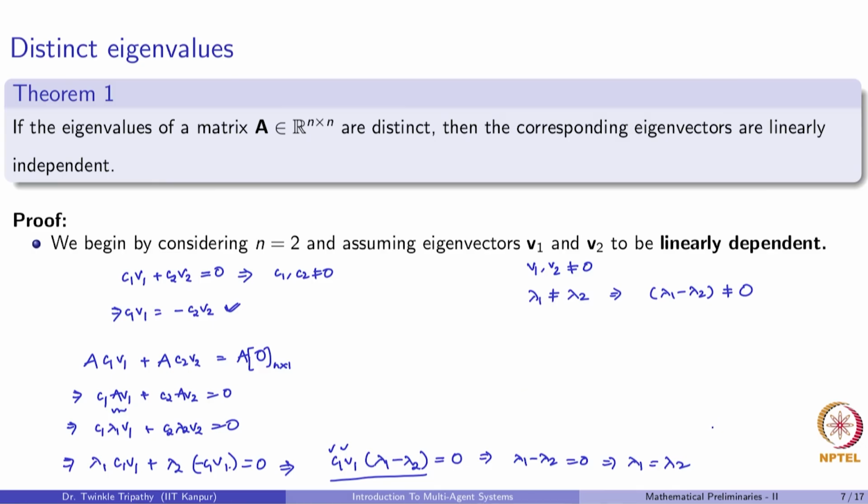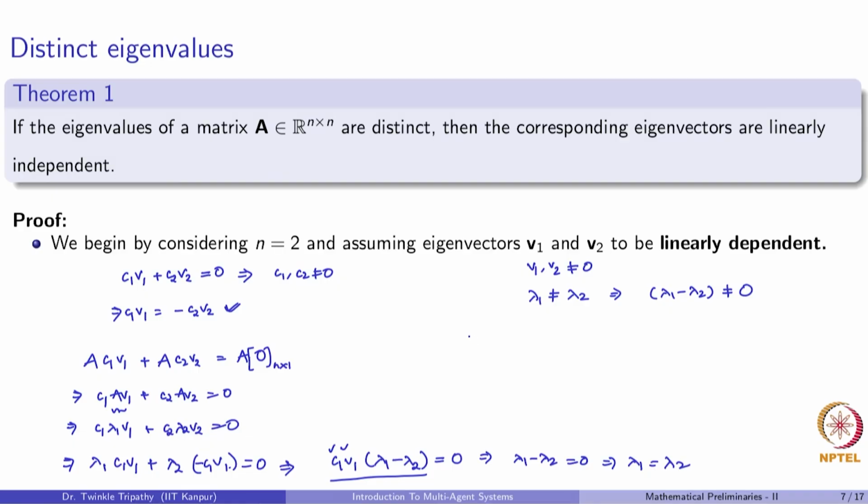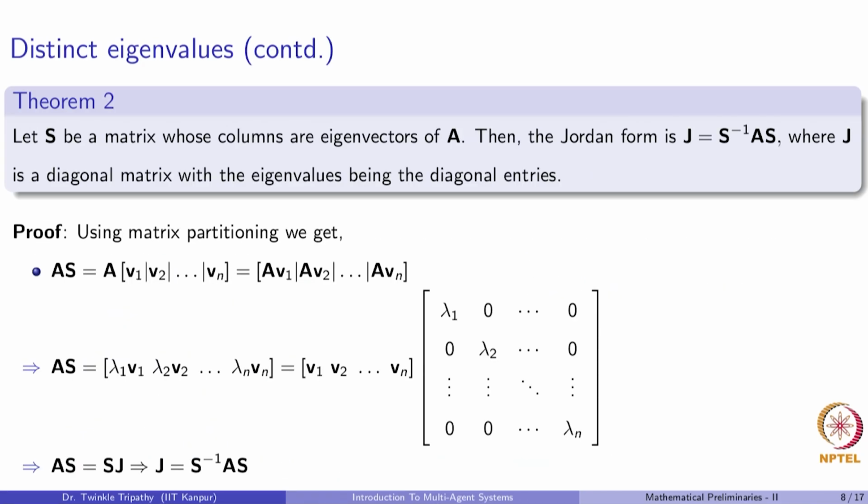Since we have a contradiction, our assumption of v1 and v2 being linearly dependent is actually wrong, meaning whenever we have two eigenvalues which are distinct, the associated eigenvectors are always linearly independent. And this derivation can in a similar manner be extended to larger dimensions as well. Now, moving further with the results. So, we showed that the eigenvectors associated with distinct eigenvalues are linearly independent. Now, let us try to do some more rearrangement and see if we get more nice properties.